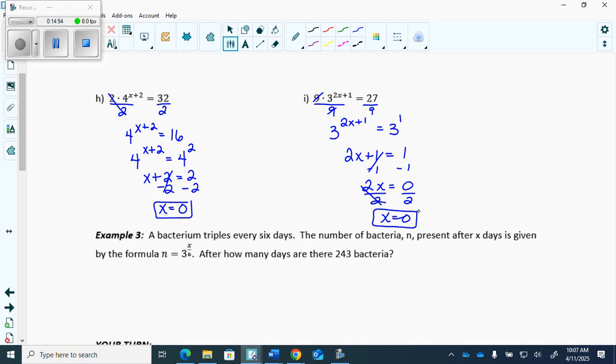When you put these in your calculator, you put the whole thing on the left side first. So when you type it in, you would go 2 times 4 to the x plus 2.